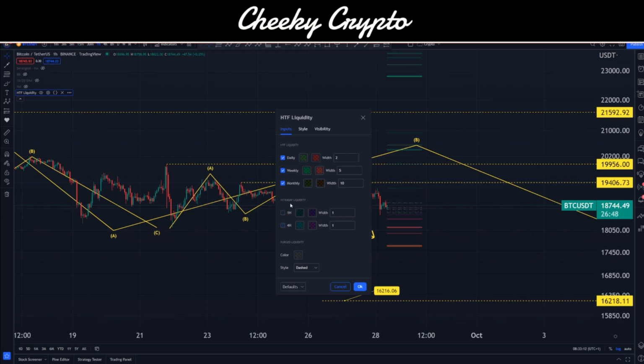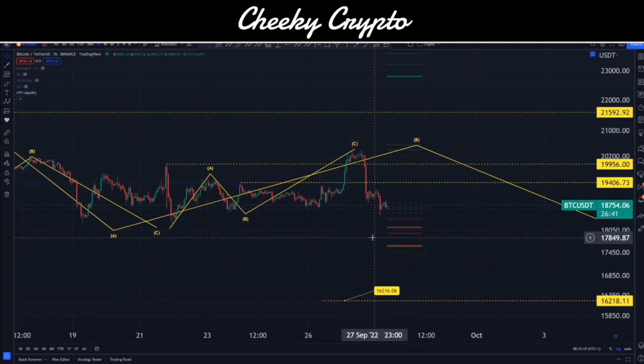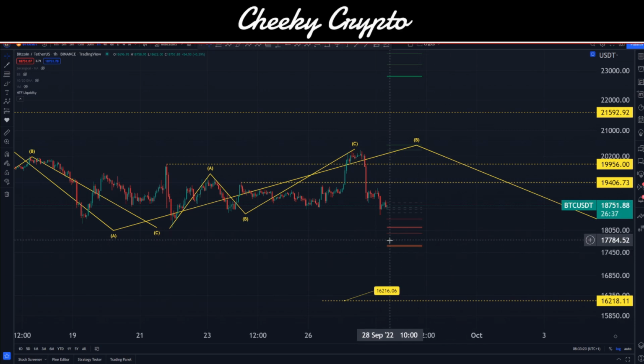But really, if we're looking at a long-term picture, we are of course looking at these pockets of liquidity. Just understand that there is a lot going on in the space, and we're going to be looking for these areas to basically get liquidated.